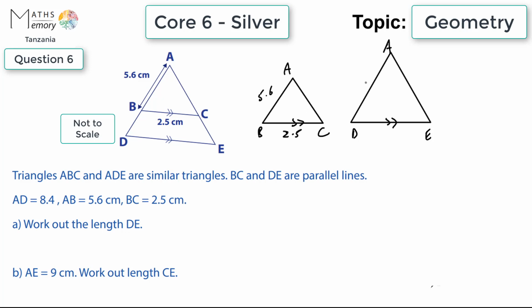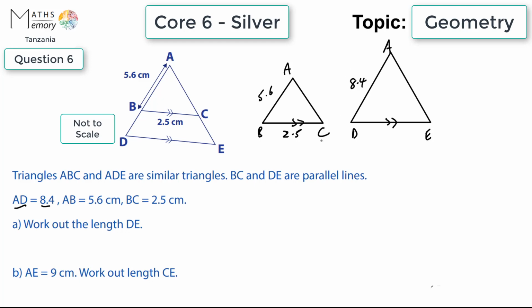AD, it gives you AD over here actually, 8.4 centimeters. We have AB is 5.6. That's what we already know. BC is 2.5. Okay, so that's all we know from this. So it's very important to identify and split your two triangles up. That's what we've done first of all. And that's just the setup, let's say, for similar shapes.